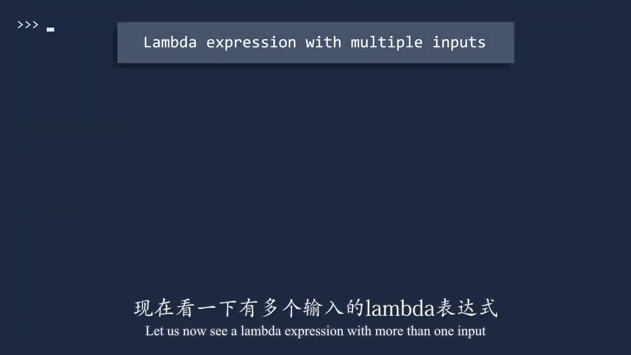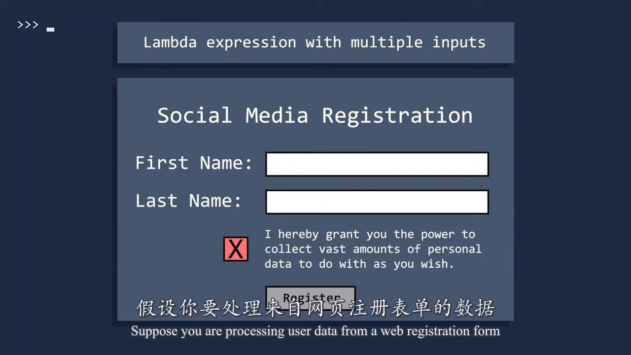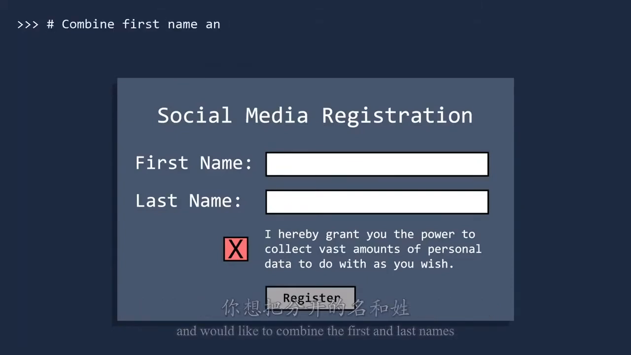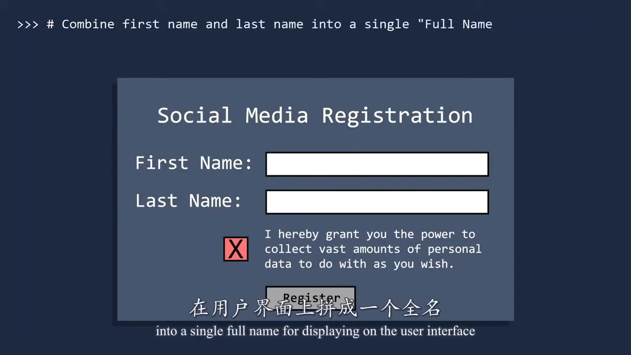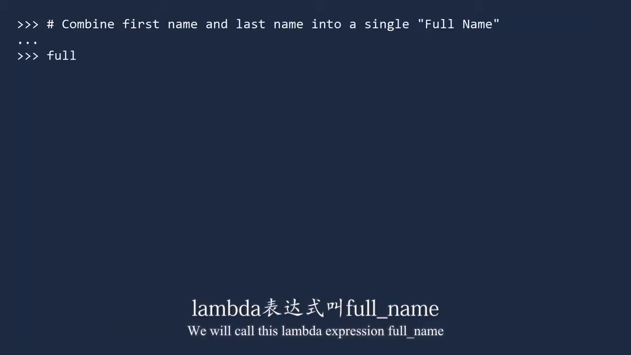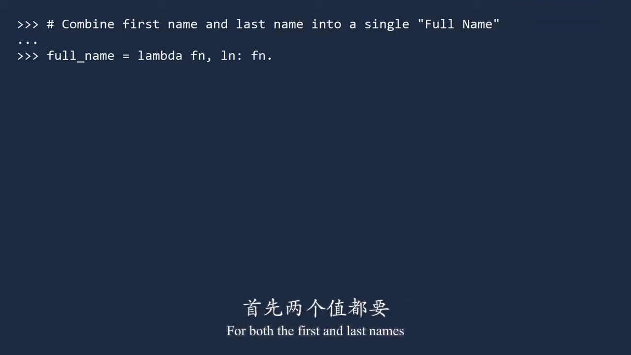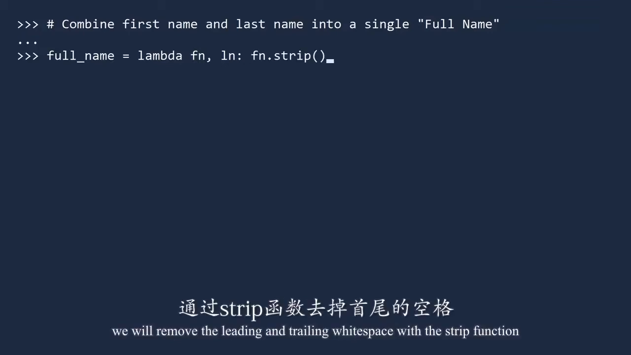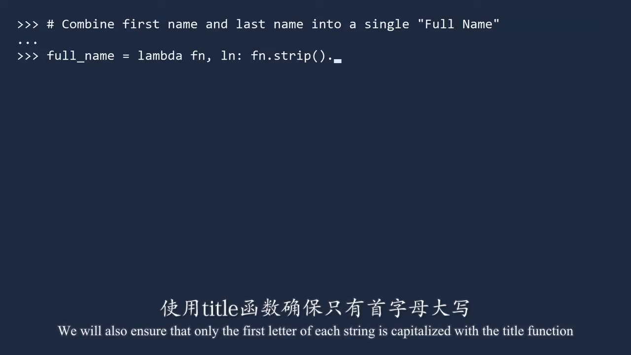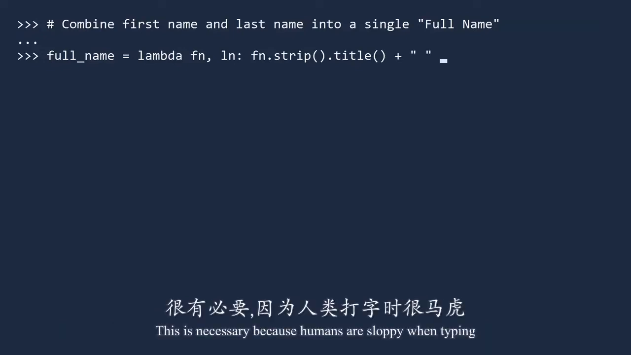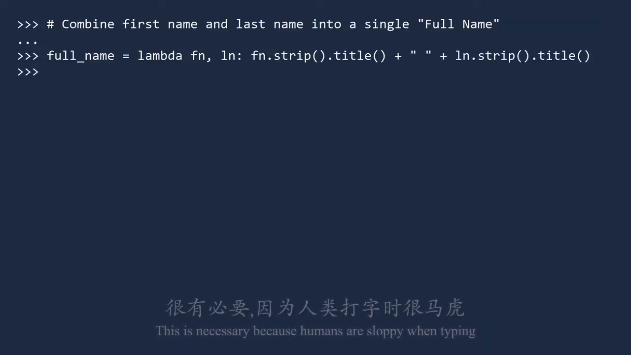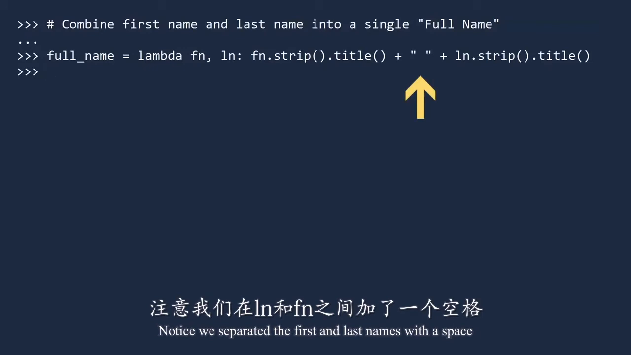Let us now see a lambda expression with more than one input. Suppose you are processing user data from a web registration form and would like to combine the first and last names into a single full name for displaying on the user interface. We will call this lambda expression full_name. This anonymous function will have two inputs, first_name and last_name. For both the first and last names, we will remove the leading and trailing whitespace with the strip function. We will also ensure that only the first letter of each string is capitalized with the title function. This is necessary because humans are sloppy when typing. Notice we separated the first and last names with a space.